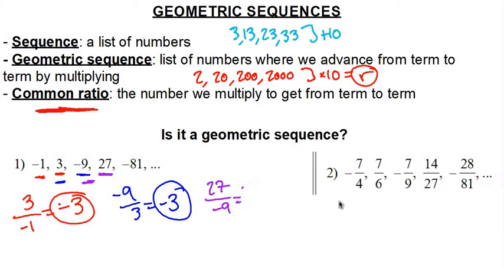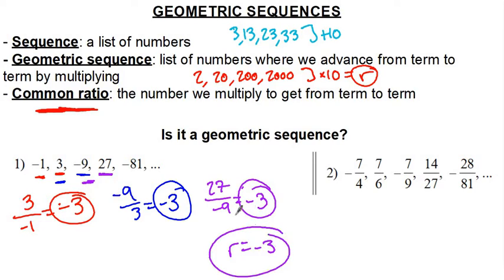Okay, if we wanted to find the next couple terms, so R is equal to -3. If we want to find the next couple terms, we just keep multiplying by -3. So that number times -3 would be 243. 243 times -3 would be that, and -729 times -3 would be that.